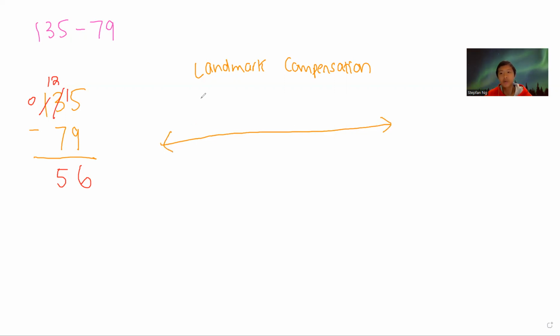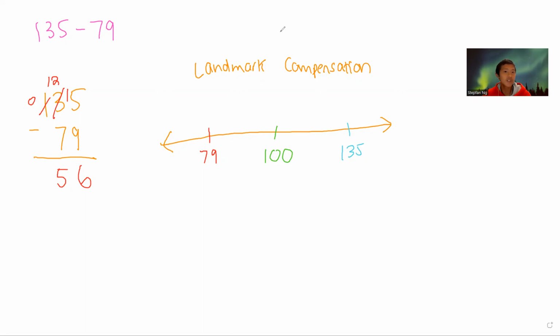What we can notice is 135 is a complement of 100. 100 is a very nice number. And we're going to take our two numbers, 135 and 79, and see how far it is from those two numbers. And this makes our problem much easier. And it's going to make us go from a subtraction problem to an addition problem.